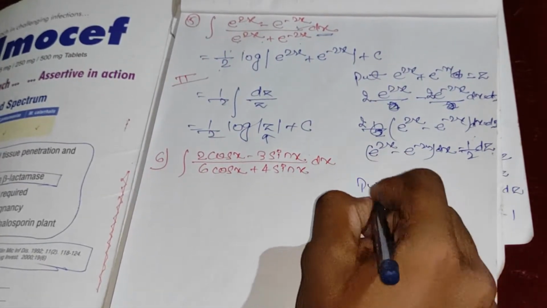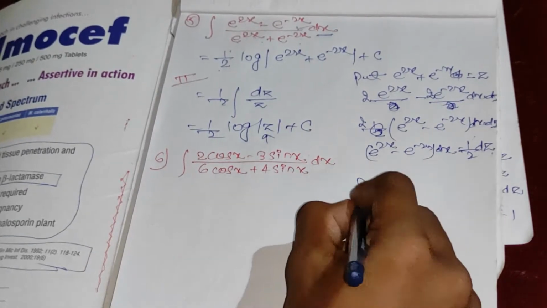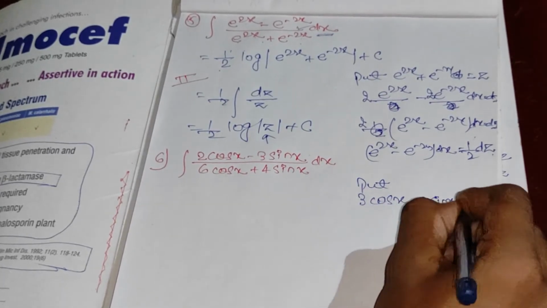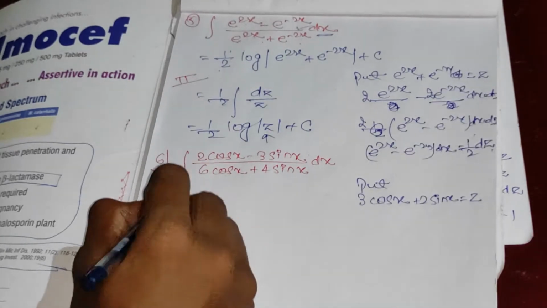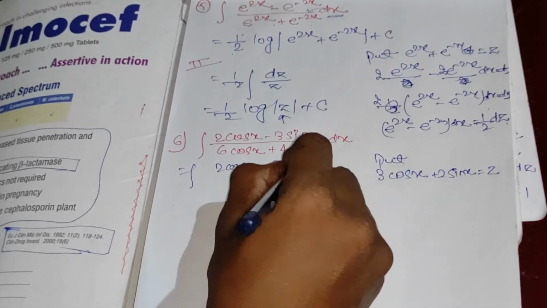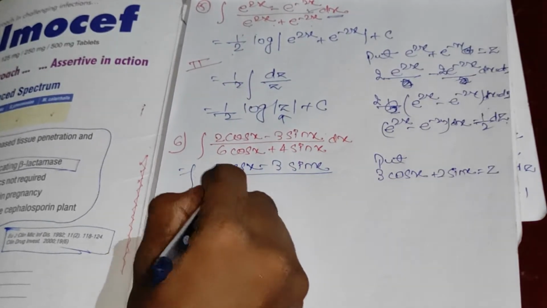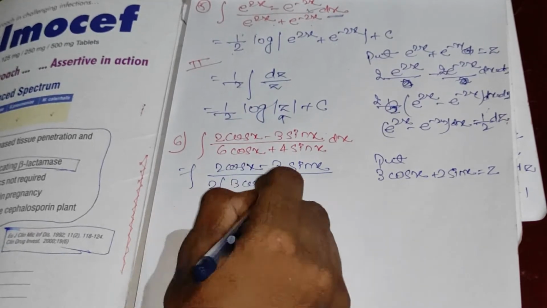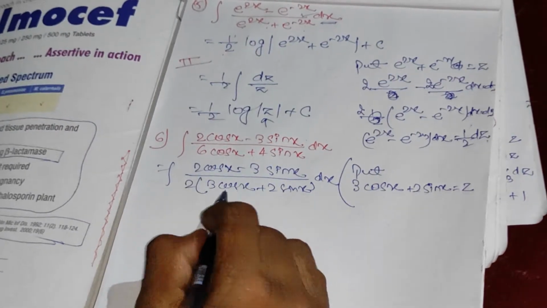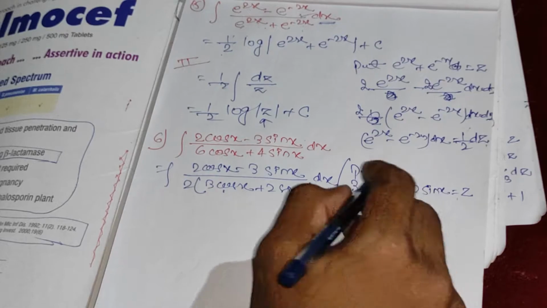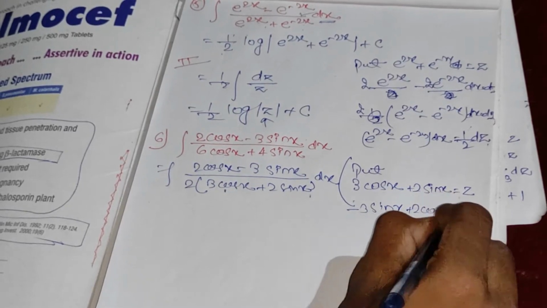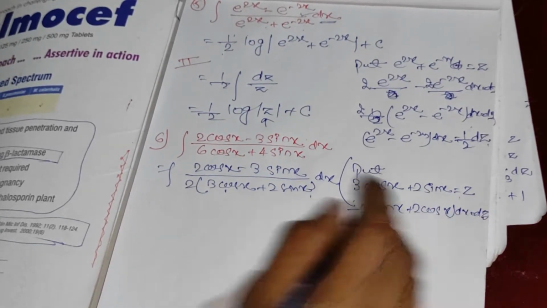So here we will take 2 common, so 3 cos x plus 2 sin x equal to z. Here we can write 2 cos x minus 3 sin x divided by 2, we will take it out, so it becomes 3 cos x plus 2 sin x dx. This term we have assumed as another variable, and now take the differentiation of this. It becomes minus 3 sin x plus 2 cos x dx equal to dz.